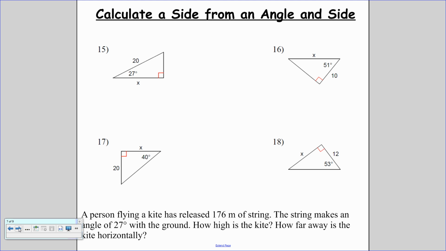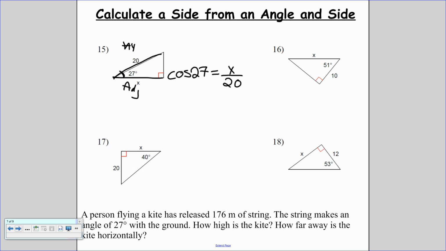So, if I look at this one that's on the top left, number 15, I have the hypotenuse, okay, and I want the side that's touching the angle that I have. So I want the adjacent side, okay? Now you think, so, nope, that's the opposite side. Oh, that's adjacent. So we're going to be using cosine. Now, cosine of my angle, cosine theta, cosine of 27, is equal to adjacent over hypotenuse, x over 20.